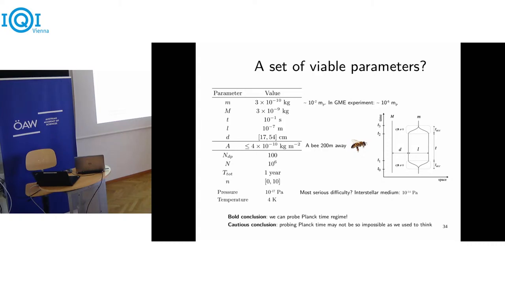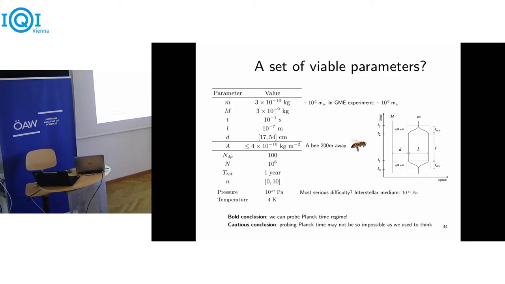So the bold conclusion of that is that we can probe the Planck time regime. Maybe the more cautious conclusion would be to say that probing Planck time may not be so impossible as we used to think. We have an experimental setup with parameters which are almost reasonable and which could test this hypothesis that we have made about the granularity of time. So now, this conclusion, to us at least, as people coming from quantum gravity, is a very surprising conclusion.